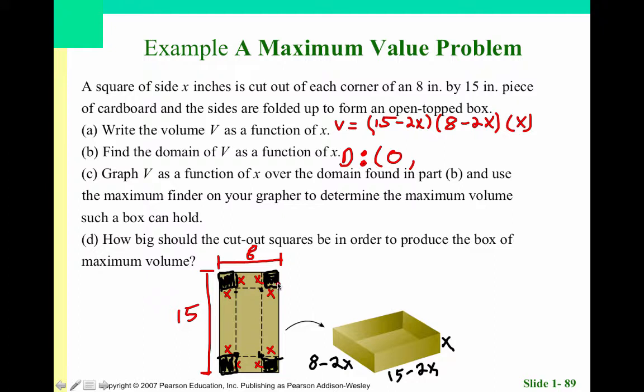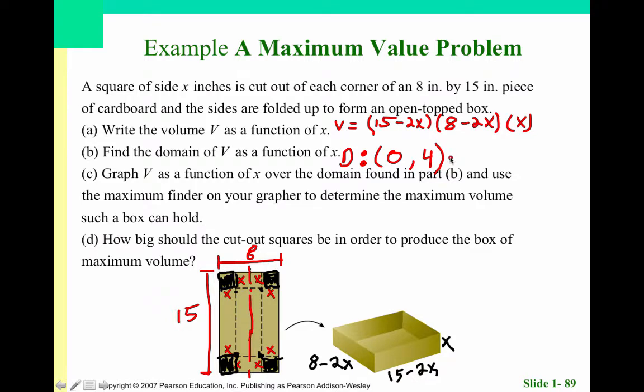x could be 0, it could be 1, 2, 3, 4, 5. Wait a second here. If I'm cutting in from here and in from here, eventually you're going to be cutting the paper in half, which we don't really want to do. So I'm going to have to say, well, how far could I go? Well, if x is 4, 8 minus 8 would be 0. I wouldn't have a box, I would have 2 halves of a piece of paper. So we could go up to 4, but not be 4.